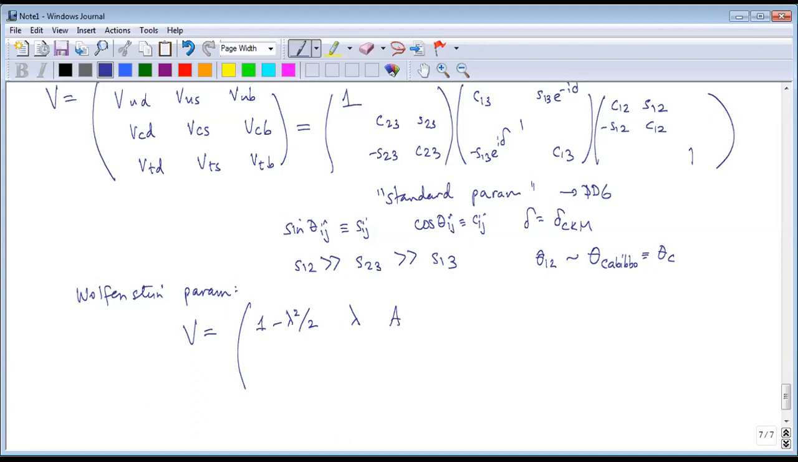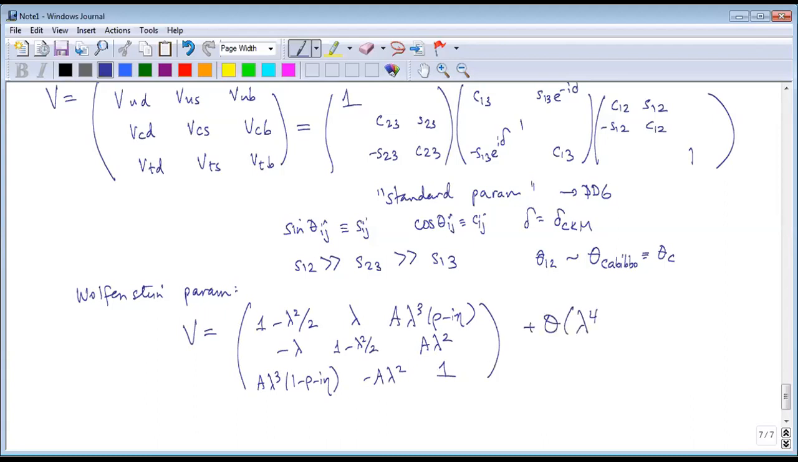Okay. Let me just write them all out, and then I'll talk about these entries. So here, we have 4 real parameters. The lambda is associated with the 1,2 mixing, the sort of theta Cabibbo, roughly speaking. And then we also have the 3 other parameters, A, rho, and eta. We can see the eta part is associated with the CP violation.